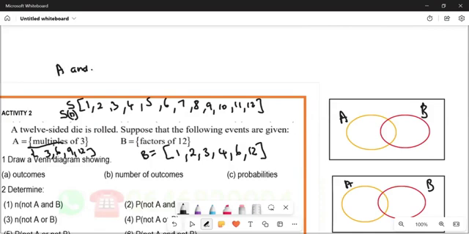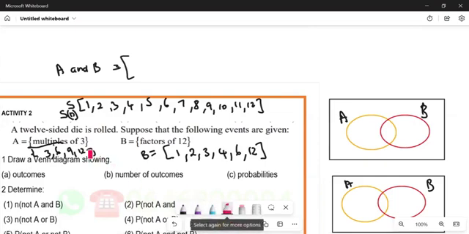A and B. Do we have values that appear on A and then they also appear on B? Let's highlight those. Are there any values that appear on A and B? I see 3 this side, and then I also see 3 this side. I see 6 this side, and then I also see 6. I see 12 this side, and then I also see 12. So how many values satisfy that condition? It's 3 again. It's 6. And then it's also going to be 12. Okay, let's go and represent this thing.